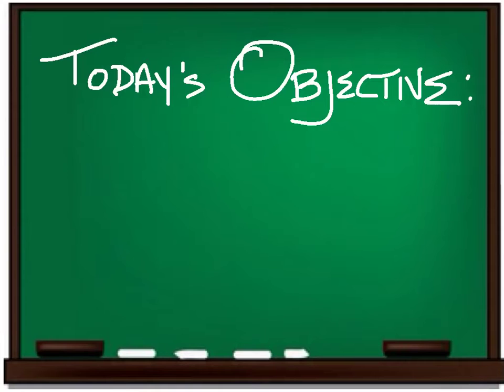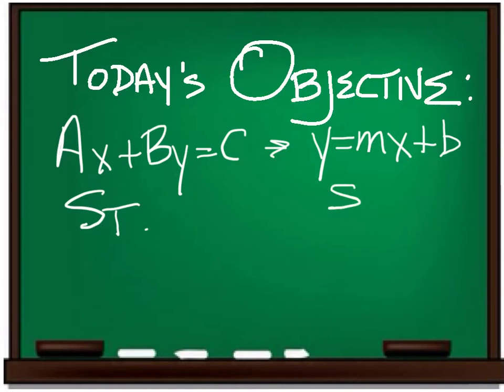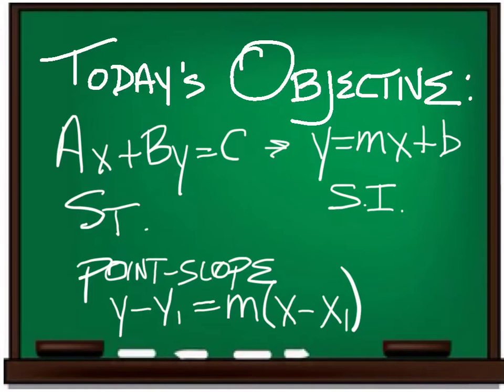Today's objective is to go from standard form, ax plus by equals c, to slope-intercept form, y equals mx plus b. This is standard, and this is slope-intercept. Also, you're going to do point slope, which is this form of the equation of a line. y minus y1 equals m times the quantity x minus x1.